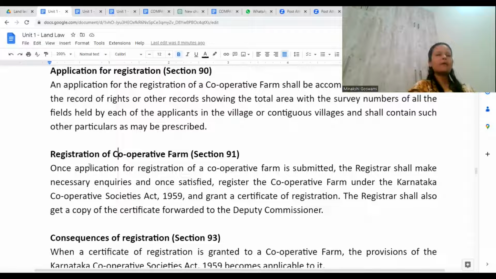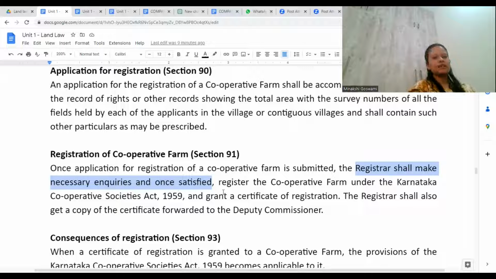Registration of cooperative firm under section 91. Once such an application is submitted by those 10 or more people who are interested to start with a cooperative firm, once such application for registration is submitted, the registrar shall make the necessary inquiries related to this record of rights that they have submitted, related to survey numbers. They may see that, okay, this area is of this much area only, what they are talking about, they have specified it properly. All those inquiries would be done.